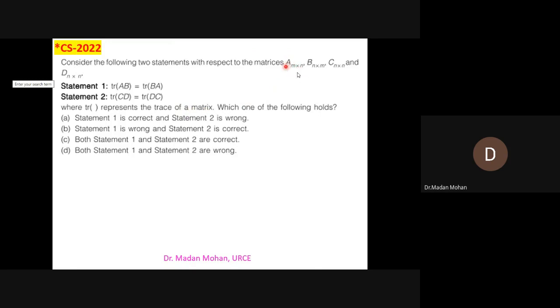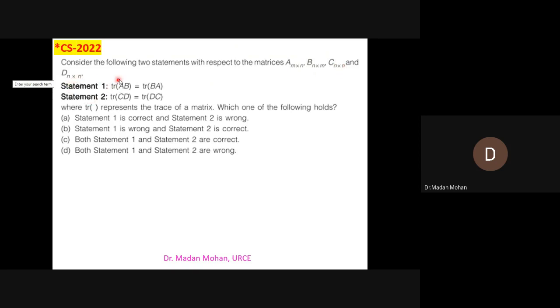What is trace of A? My question itself is wrong. You cannot call trace for the matrix A because M cross N is not a square matrix. We use the word trace only for square matrices. Do you agree? Trace of A has no meaning. Trace of B has no meaning. Trace of C has a meaning because it is a square matrix. Trace of D has a meaning.